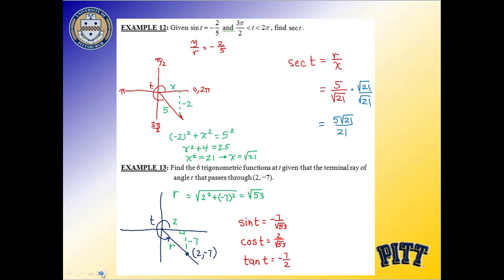The sine of t is going to be y over r, so -7 over the square root of 53. The cosine of t is going to be x over r, so 2 over the square root of 53. And of course, the tangent is going to be y over x, which is -7/2. As far as the other three go, I'm just going to take the reciprocals of these three. So cosecant is going to be the reciprocal of sine, so it's going to be negative square root of 53 over 7. The secant is going to be square root of 53 over 2 because I just took a reciprocal of cosine. And cotangent is going to be -2/7 because all I'm doing is a reciprocal of tangent.